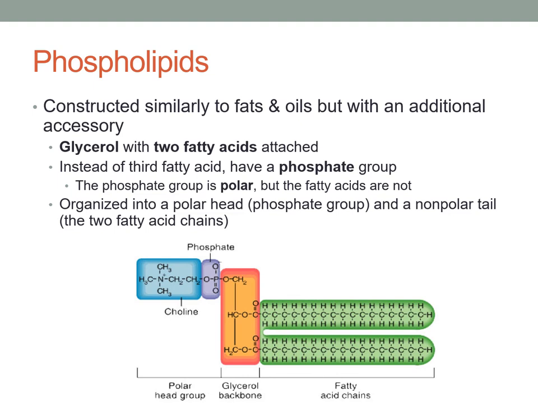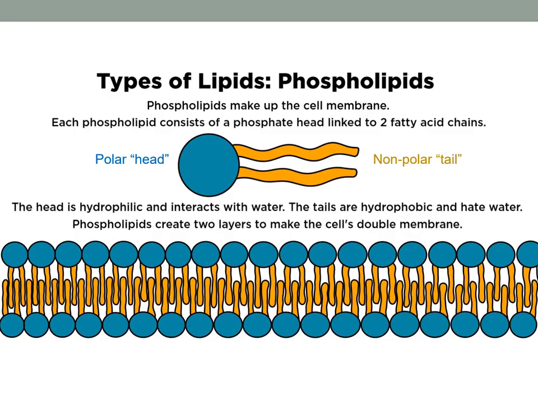And the reason why this is important is that phosphate group is actually polar. It has a slight charge to it. And the fatty acid tails or chains on the other end, as you know, are nonpolar. So phospholipids are a unique type of lipid because they are not entirely nonpolar. They have a part of them that is polar. So we have this phosphate head shown here in the blue, and then these nonpolar tails.